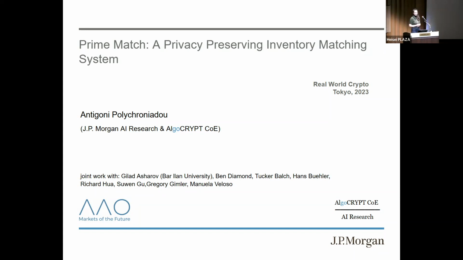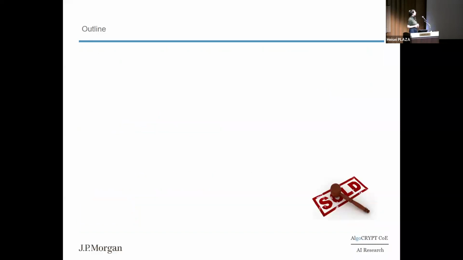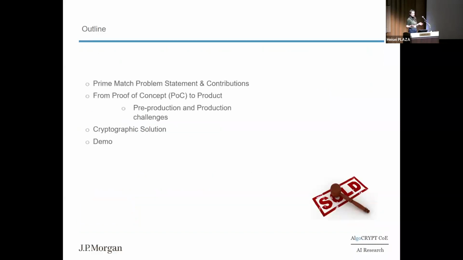So I'm going to talk about Prime Match, which is essentially a privacy-preserving auction system, which is running live in production at JP Morgan. Prime Match started as an ambitious project because it's the first bank that runs such a service, and it's the result of 3 years of active work to put successfully in production. In this talk, I'm going to talk first about the use case, and then our contributions. Since we're in real-world crypto, I'm going to focus more on the production challenges to put such a real-world system in production. I will only have time to talk superficially about our cryptographic solutions. Our techniques deserve another talk. And at the end, I'm going to actually show you a demo.